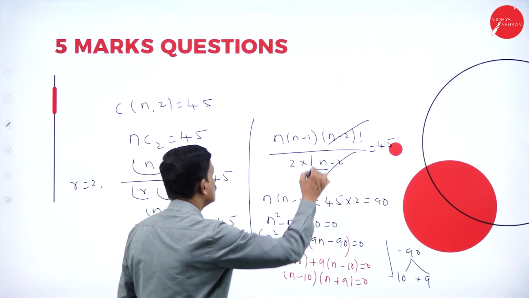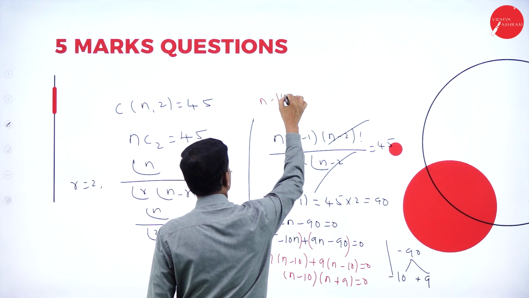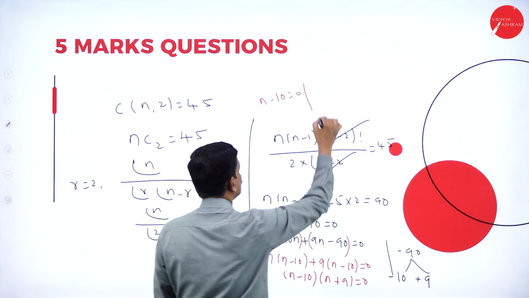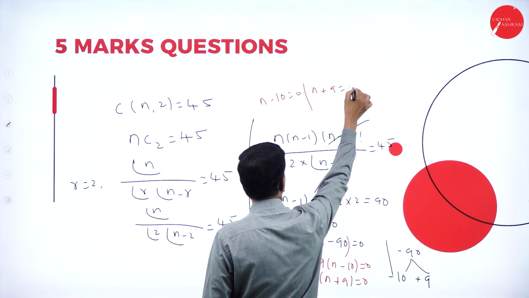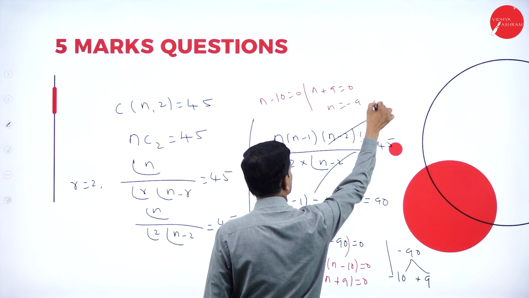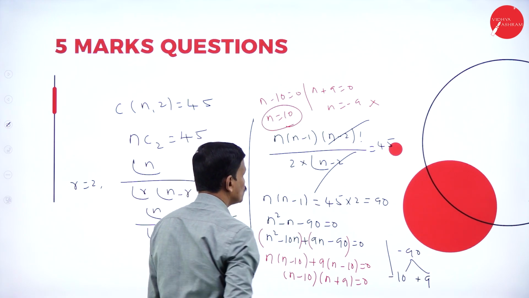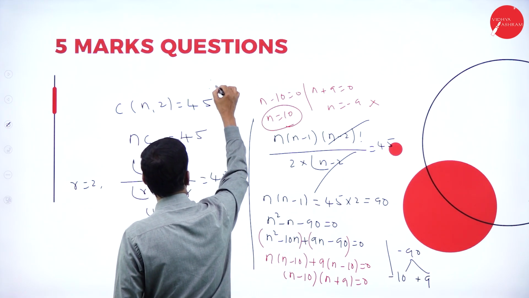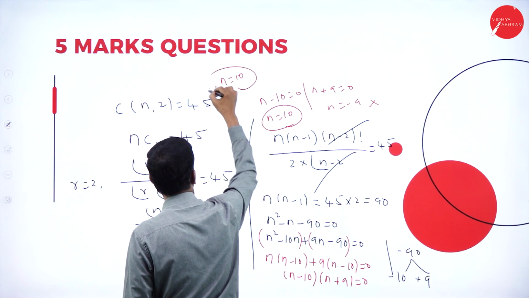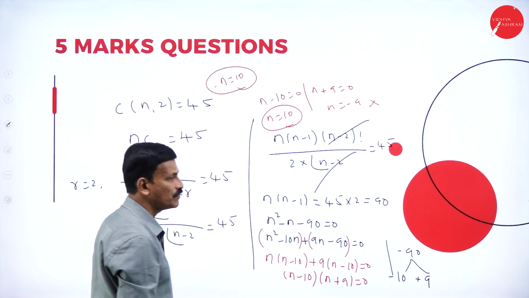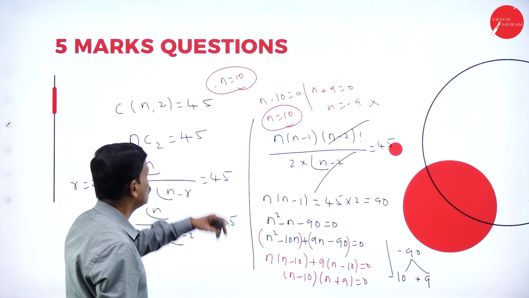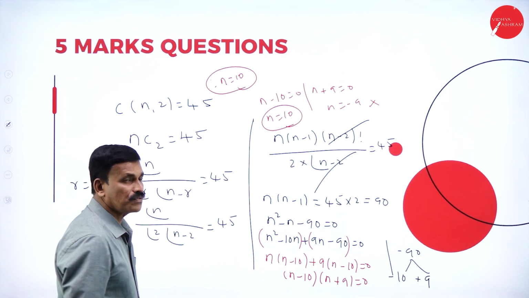Now, n minus 10 is equal to 0 or n plus 9 is equal to 0. N is equal to minus 9, we cannot take. So, n is equal to plus 10. So, therefore, the value of n is equal to 10. If you put n is equal to 10, definitely you will get 10C2 is equal to 45.